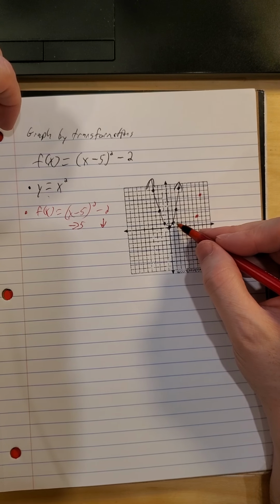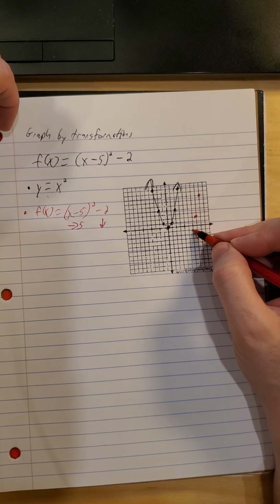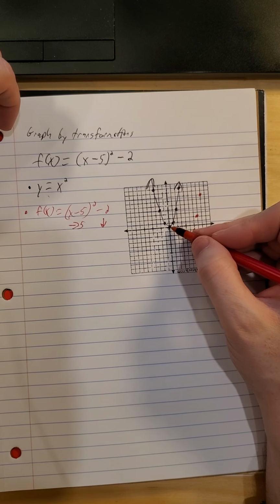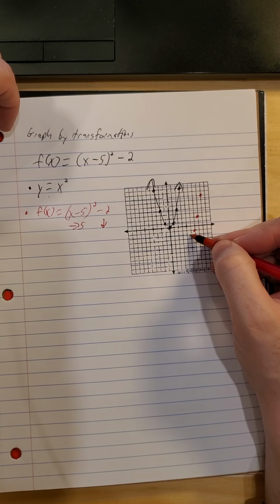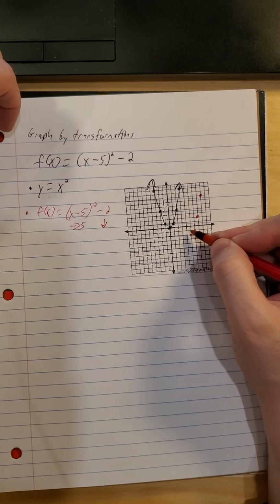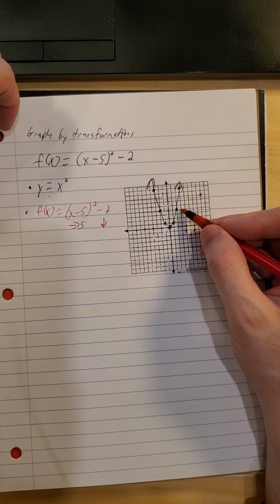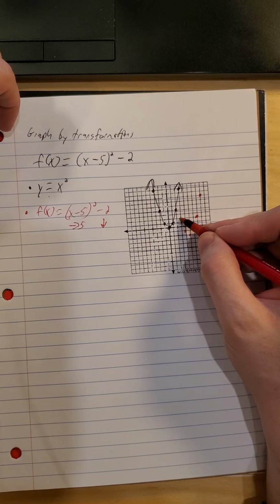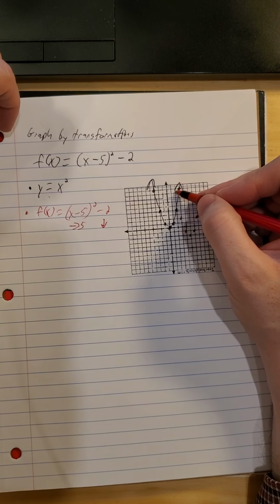Right 5 again, and down 1, 2. Right 1, 2, 3, 4, 5 again, down 1, 2. Right 5, down 2, right 5, down 1, 2. And right 5, those are 6 apart, so right here, and down 1, 2.